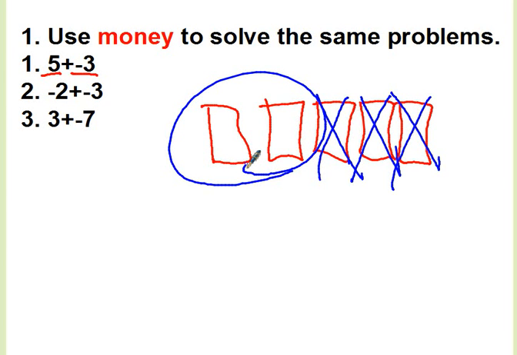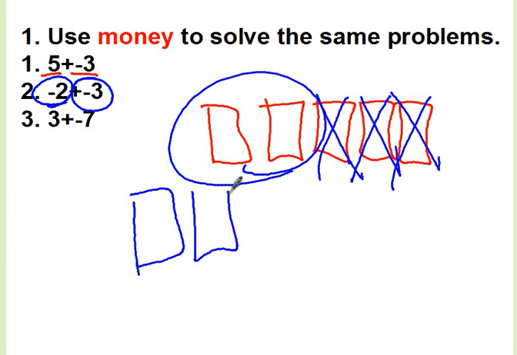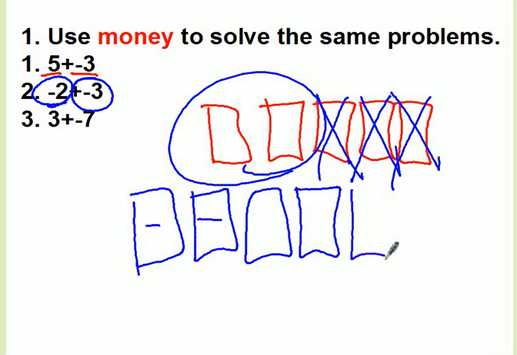The same example can be used for number 2. Maybe I owe my son $2 for doing the dishes and $3 for taking out the trash. If I owe him $2, I'm going to put negatives in here to show that I owe him that money, and then I owe him $3 more. I'm going to end up owing him a total of $5.